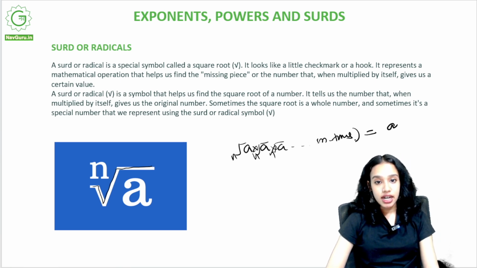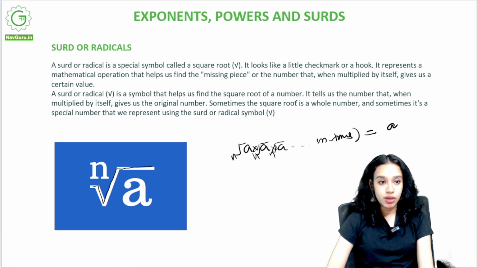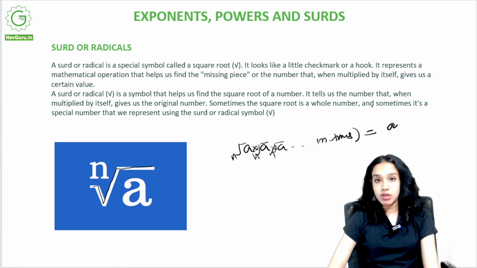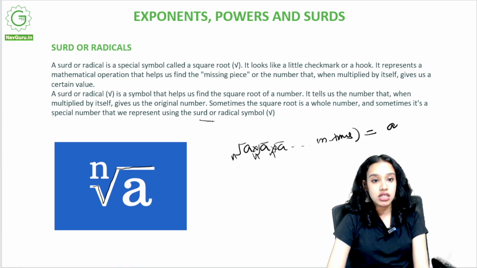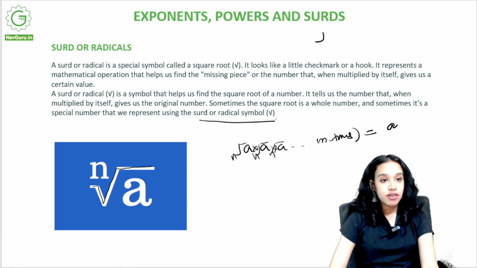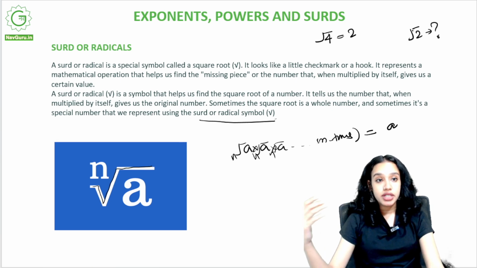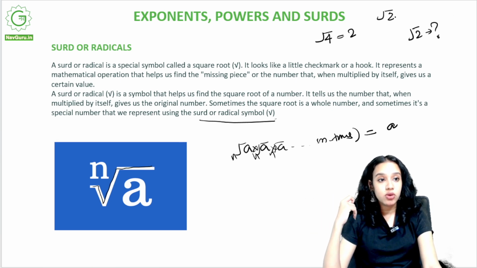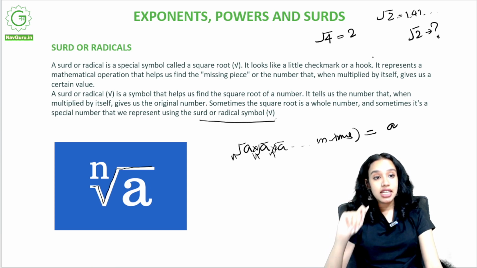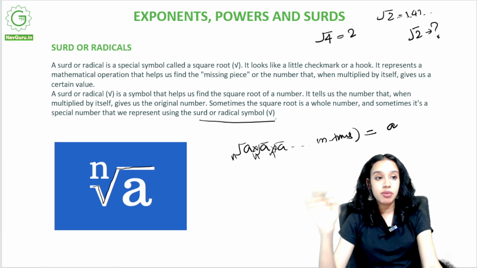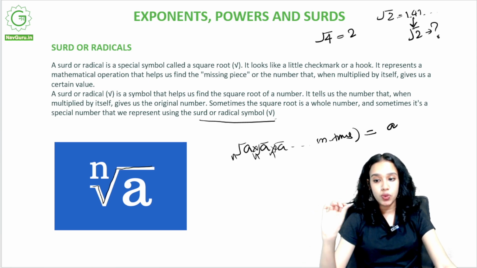So a surd or a radical is a symbol that helps us find the square root of a number. It tells us the number that when multiplied by itself gives the original number. Sometimes the square root is a whole number and sometimes it's a special number that we represent by using a surd or a radical symbol. That is, if we are taking root of 4, we know that it is equal to 2. But what is root of 2? We don't know, right? Root of 2 is a value which is equal to 1.41 something, but it's not a whole number. It gives us a special number and we denote this number as root 2, right?